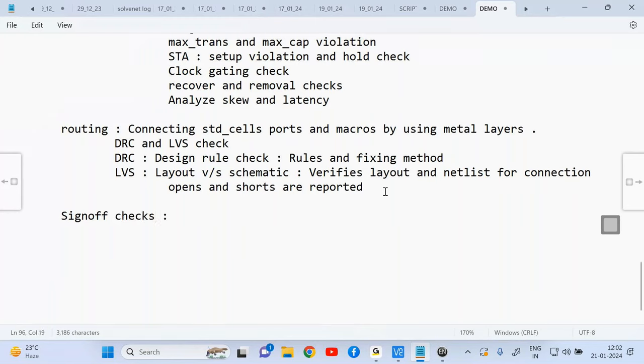The first sign off check is the power and IR drop check. Whether my design is consuming less power or not, whether it is having more IR drop or not. The check is called as what? Power and IR drop check. PNR is placement and route, and the power and IR drop check will not happen in the PNR tool.